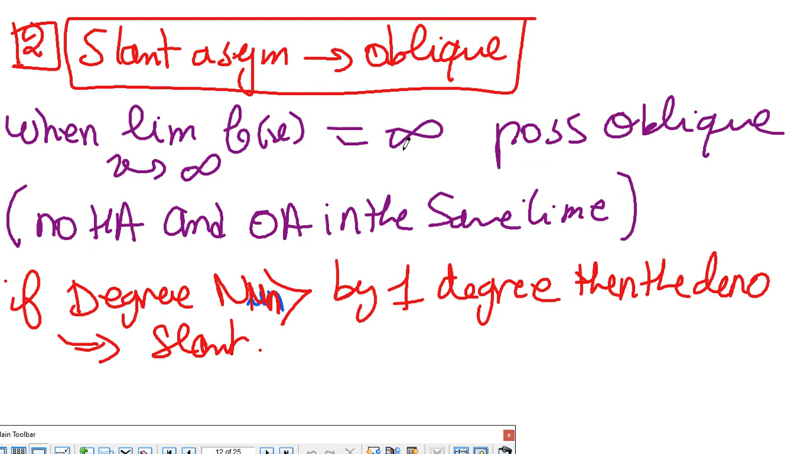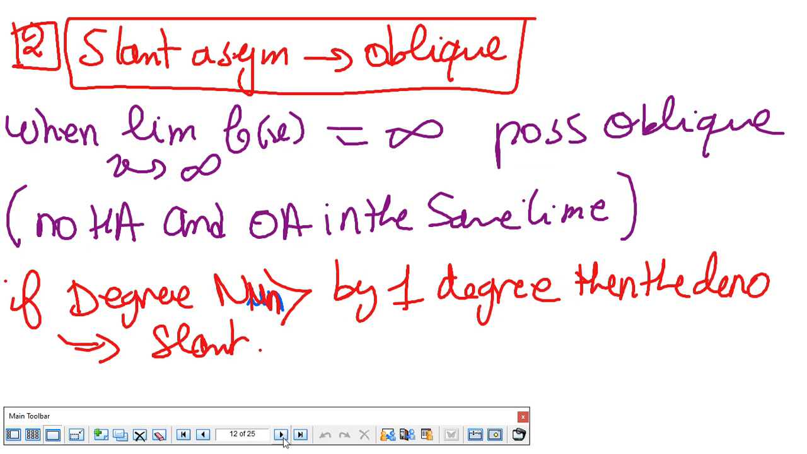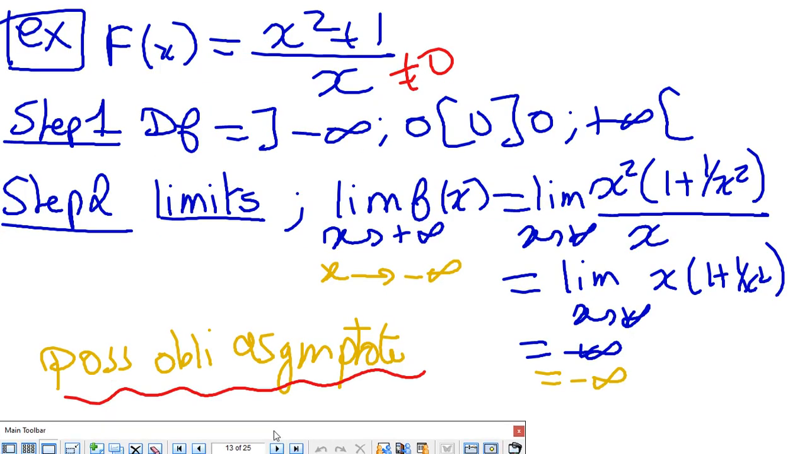So, you need to be careful. I cannot have a horizontal and oblique asymptote at the same time at plus infinity, for example. Either horizontal or oblique. As a trick for us, when you see that the degree of the numerator is bigger by 1 degree than the denominator, it means that I might have a slant asymptote, or an oblique asymptote. Sorry, guys.